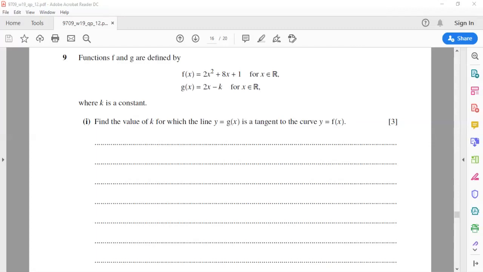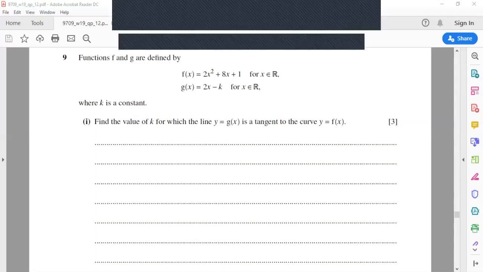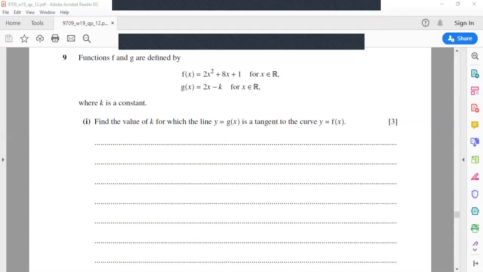And here is question number 9 on your screen, which is a function question. He is asking us to find the value of k for which y equals g of x is a tangent to the curve. So when you are making a tangent, let's place them equal.